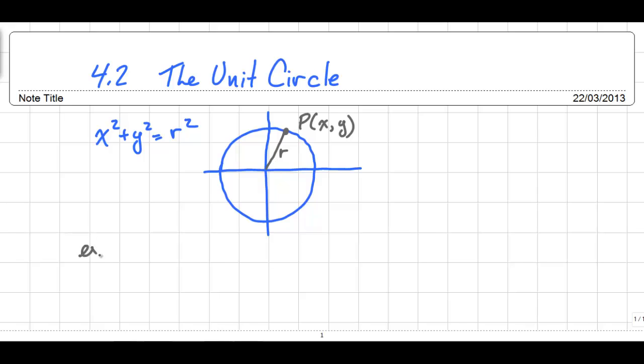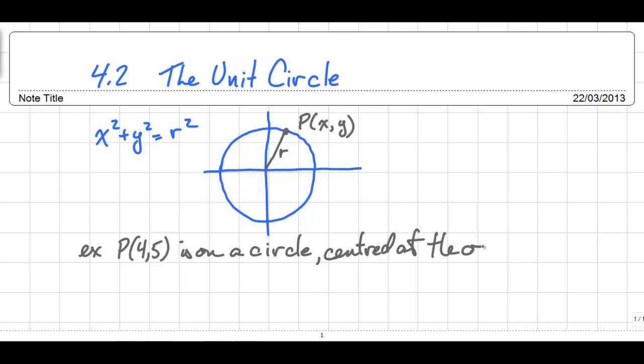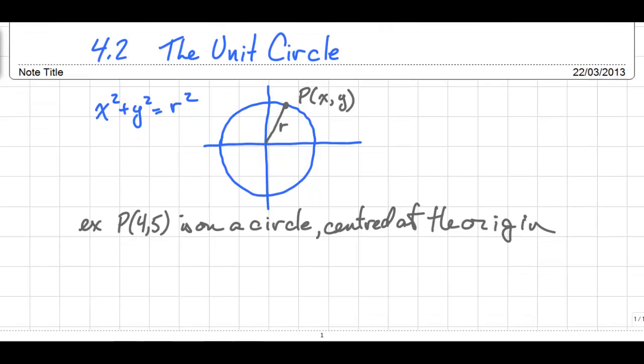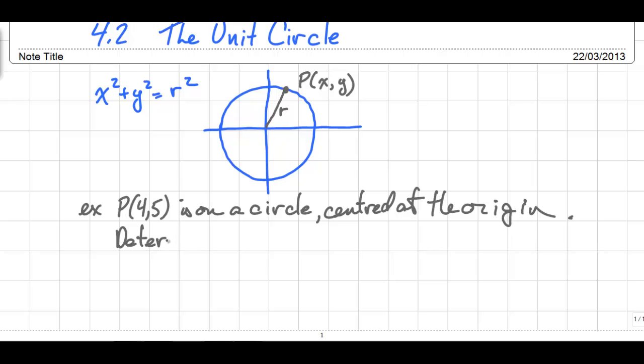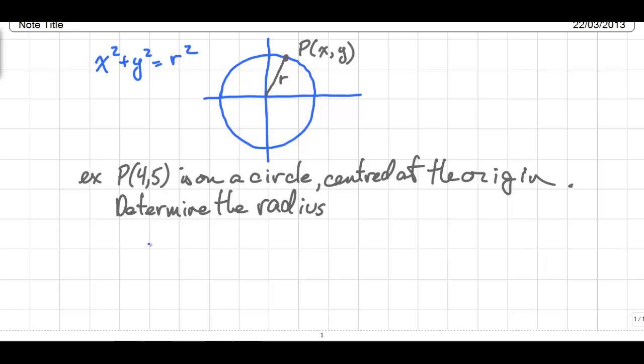So let's say that some point 4 comma 5 is on a circle centered at the origin. You could be asked to determine the radius of the circle. So if I use that formula, I can say that x squared plus y squared equals r squared. So that means 4 squared plus 5 squared is equal to r squared, or 16 plus 25 is equal to r squared.